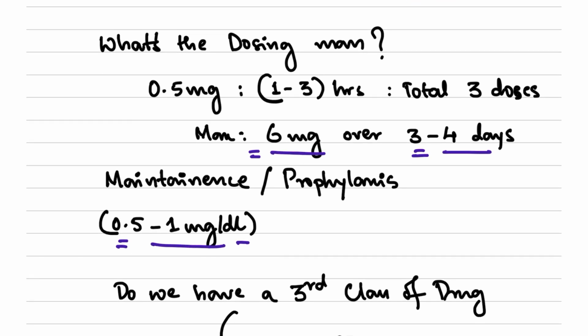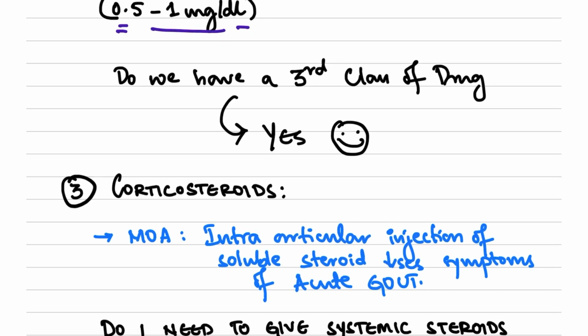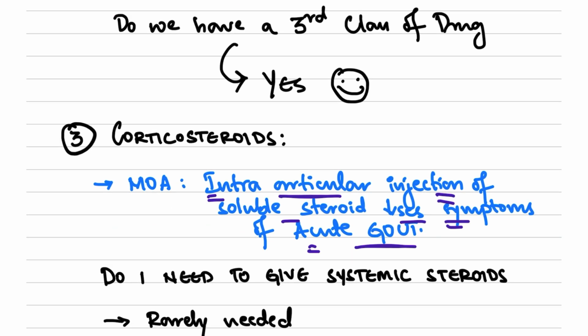Do we have a third class of drug for acute gout? Yes, as I just told you, we also have corticosteroids. So how do corticosteroids act in this? The mechanism of action of corticosteroids is that when we give an intra-articular injection of soluble steroid, it decreases the symptoms of acute gout. As we know, steroids will decrease the inflammation. So in this case, we'll give an intra-articular injection of soluble steroid, which decreases the symptoms of acute gout.